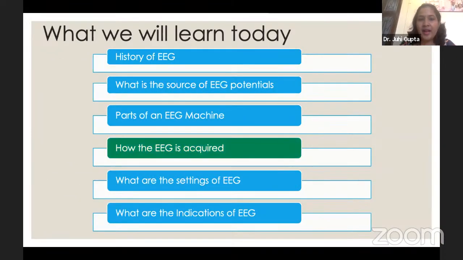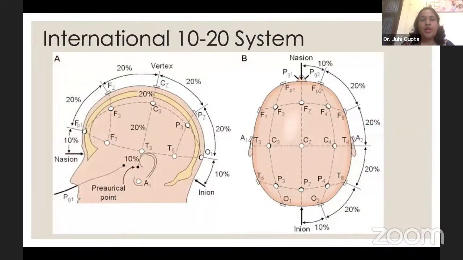So let's look at how the EEG is acquired. To acquire an EEG, you need to place electrodes on the scalp, and we follow something known as the International 10-20 system of electrode placement. You have two reference points, which are nasion and inion. If you start from the nasion, the first electrode is placed at 10% of the distance of the entire semicircle, which is FP2 and here FP1. All the odd numbers are on the left side, all the even numbers are on the right side, and the central electrodes are FZ, CZ, and PZ.